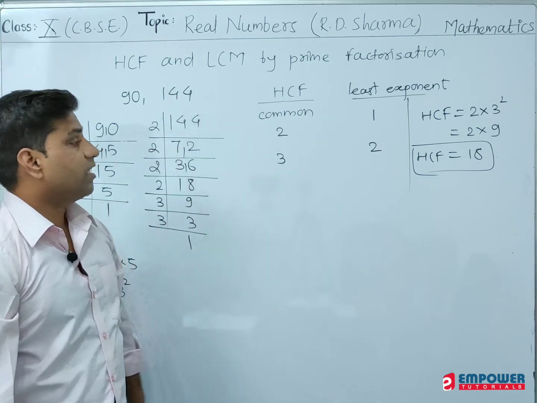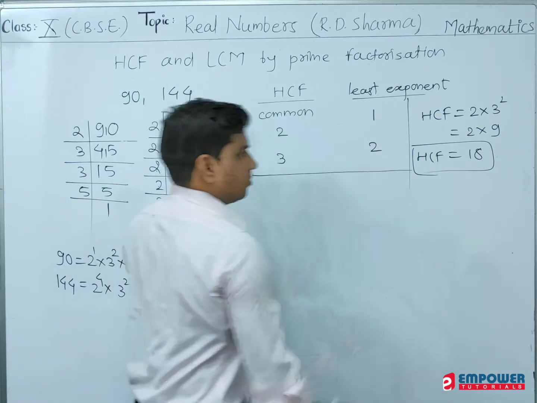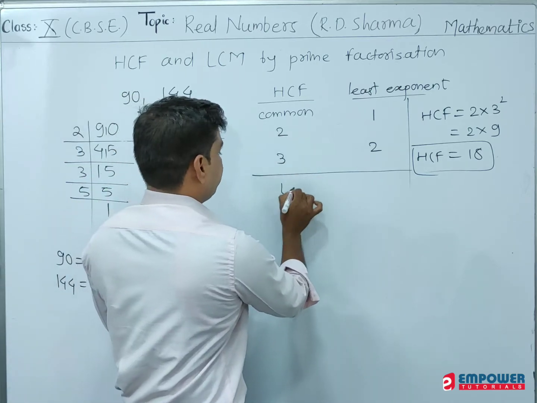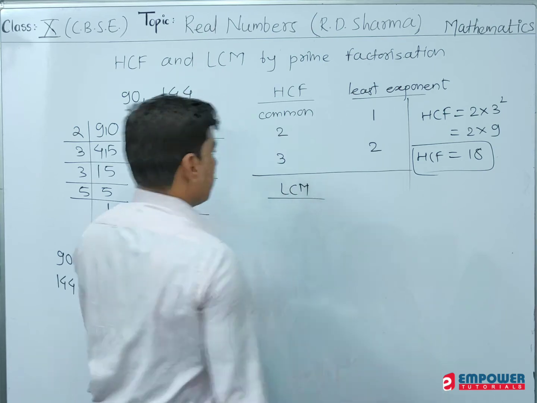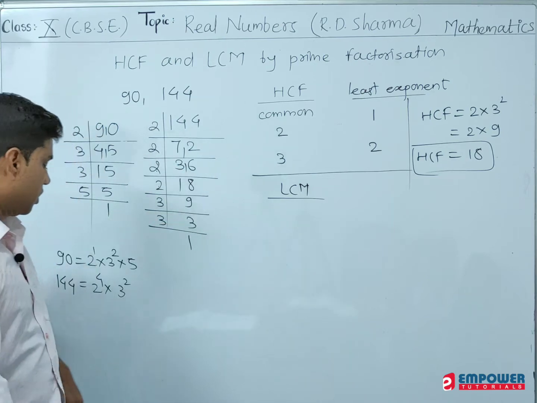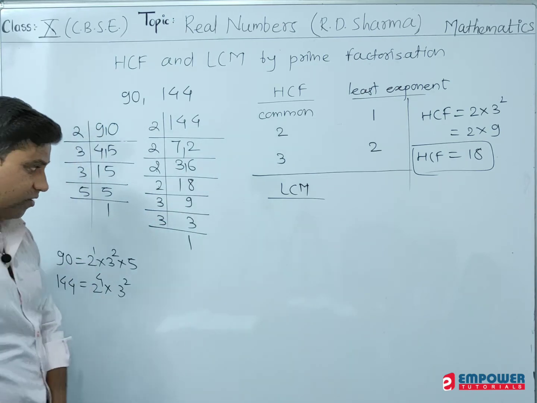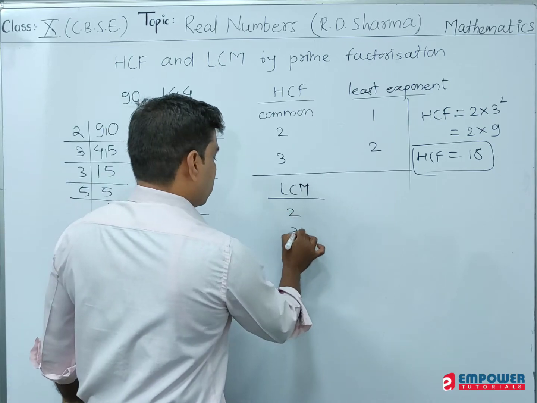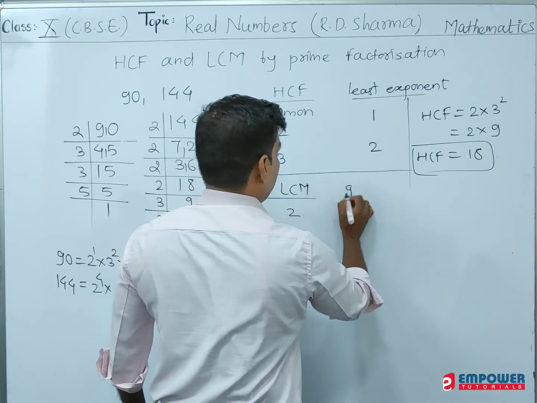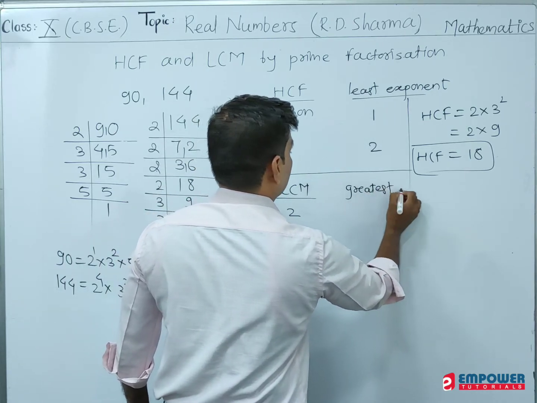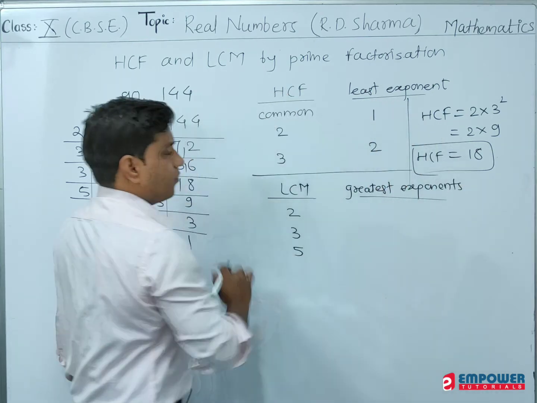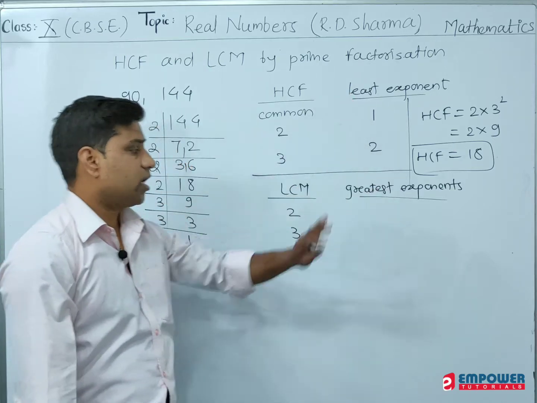Now we are going to find the LCM. There is one very small difference for LCM. For finding LCM, we have to write all the factors, not only the common factors. The factors are 2, 3 and 5, so we are writing 2, 3 and 5. And now, instead of the least exponent, we have to take the greatest exponent. Are you getting this difference? For HCF we took the least exponent, here we have to take the greatest exponents.